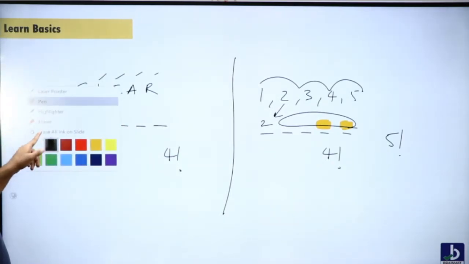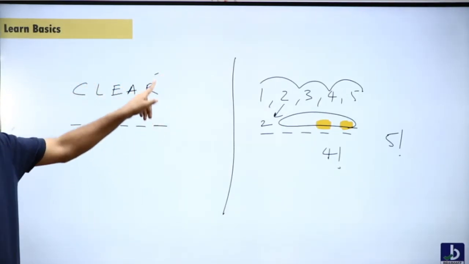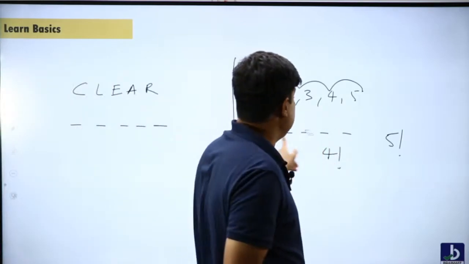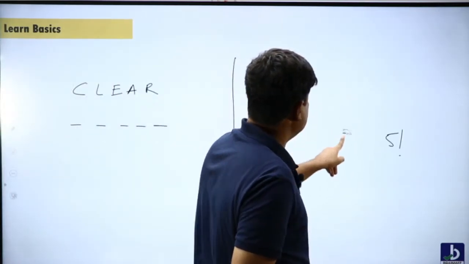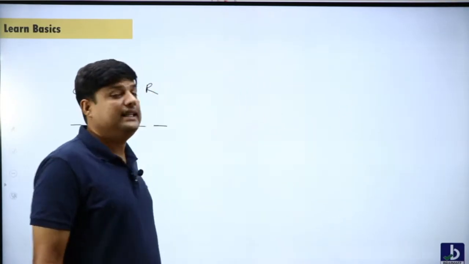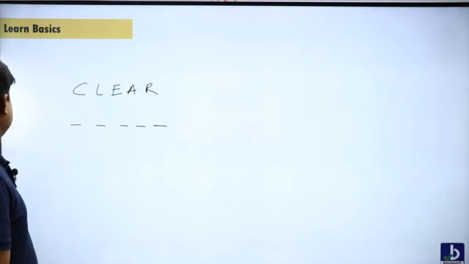For example, let me ask you how many ways we can arrange the letters of the word CLEAR such that the word starts with a vowel and ends with a vowel. What is my question, students? Such that the word always starts with a vowel and ends with a vowel. Are you understanding, everybody? Chaliye.